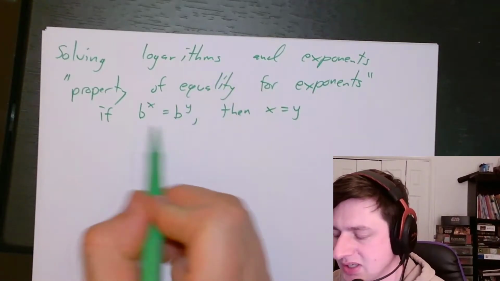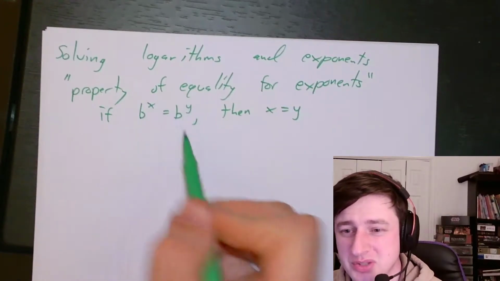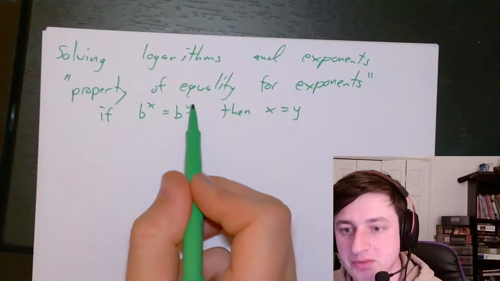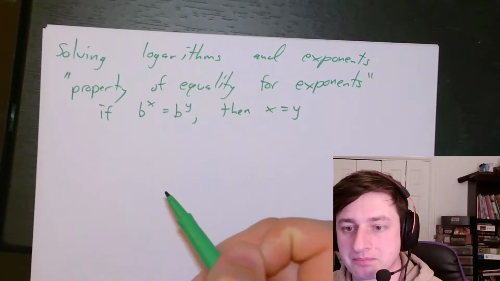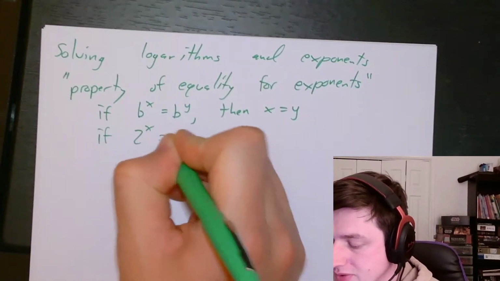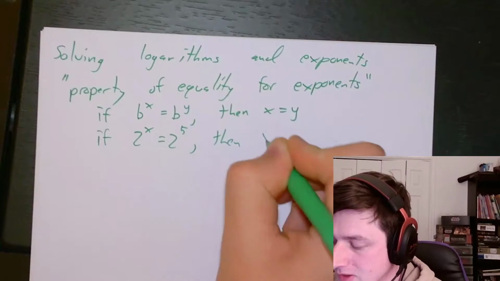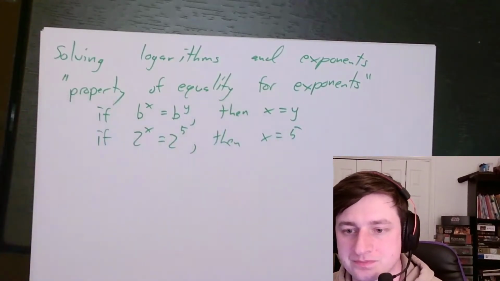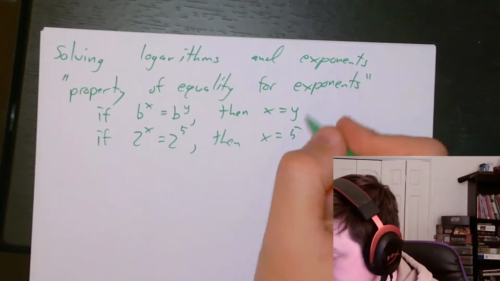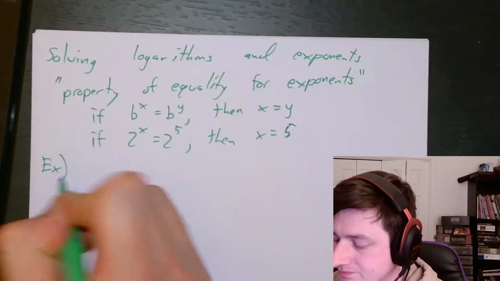If we have something with the same base and they're equal, then the exponents have to be equal for them to be equal, because we're multiplying over and over, so they have to be exactly the same. So this would be like if we have 2 to the x equal to 2 to the 5th, well, then x must be 5. In practice, it will be slightly more complicated than this. In practice, it's going to look more like this.